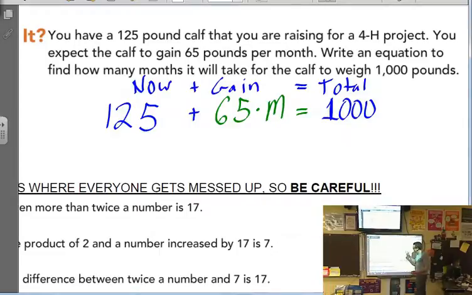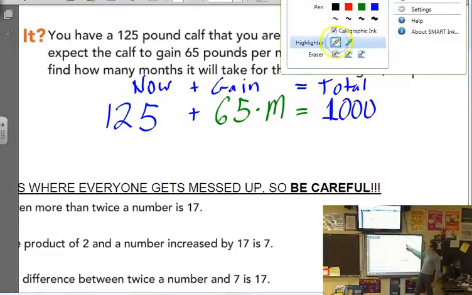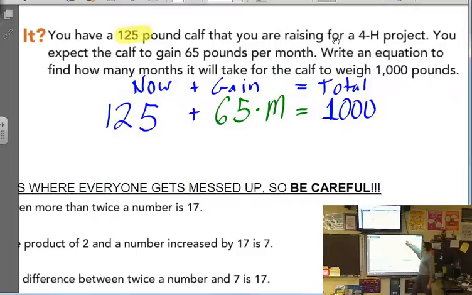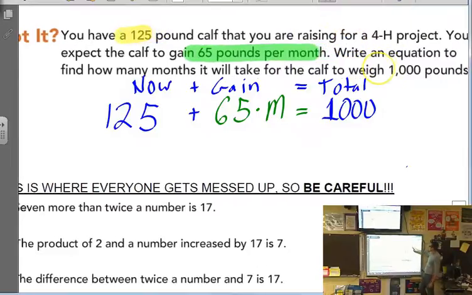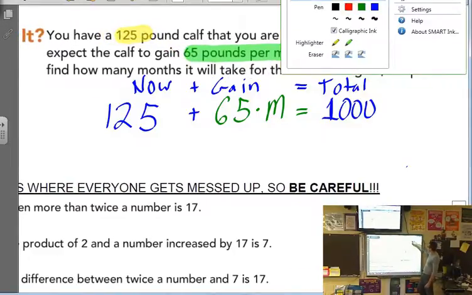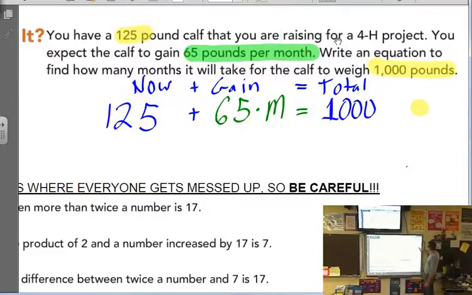All right, so as we approach this problem, we have a calf that weighs 125 pounds right now. It's going to gain 65 pounds per month. And we are going to sell that calf when it weighs 1,000 pounds.